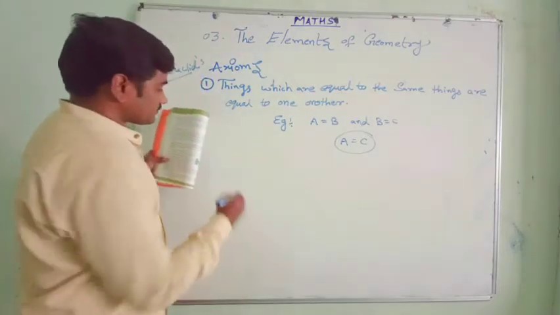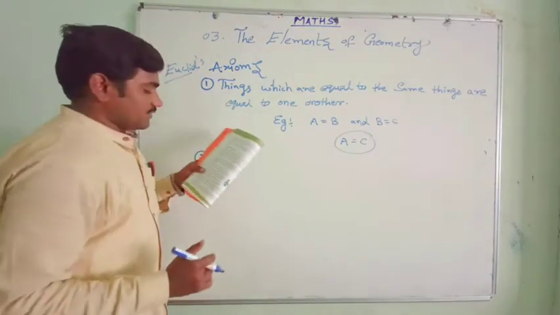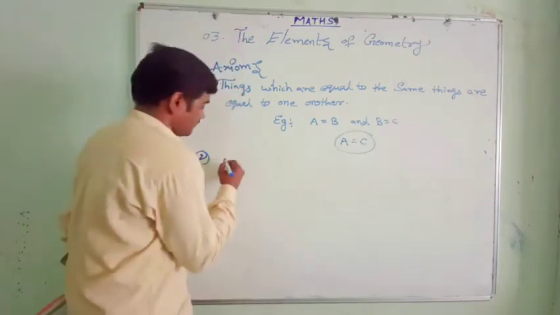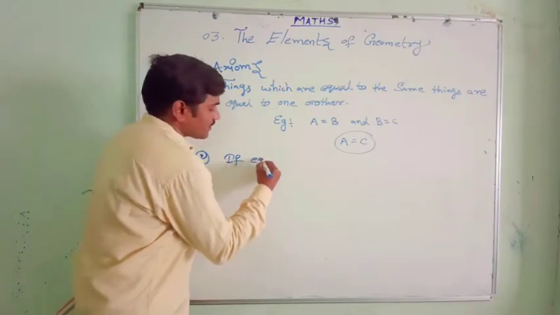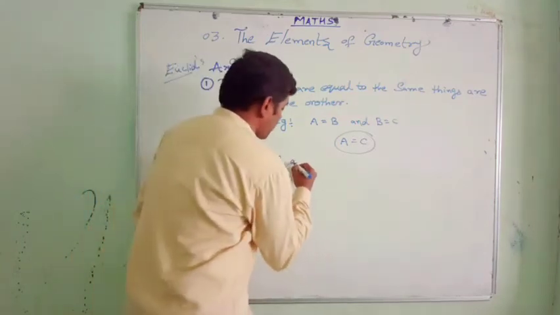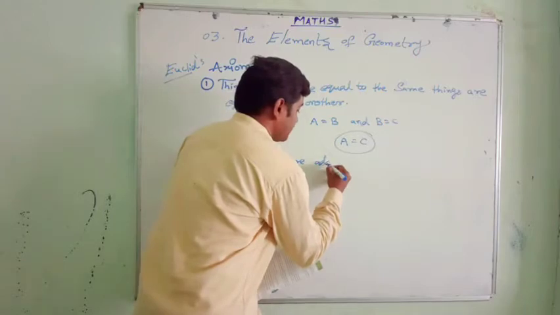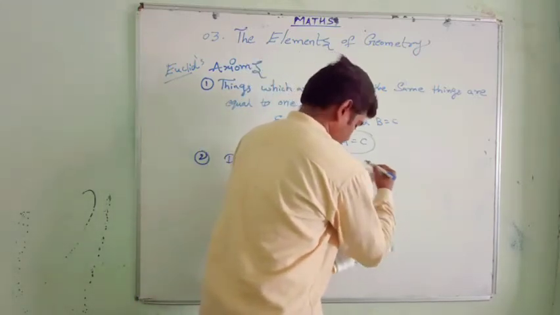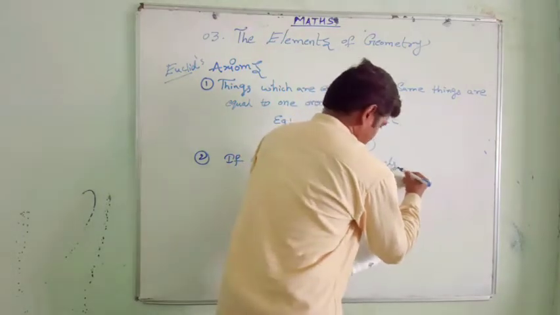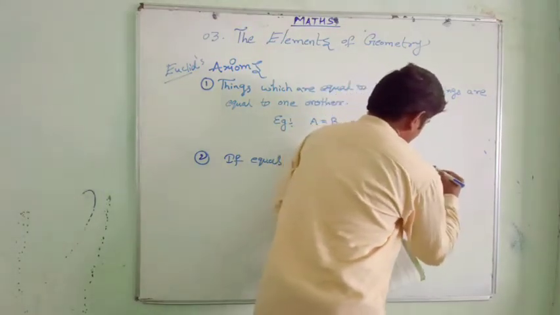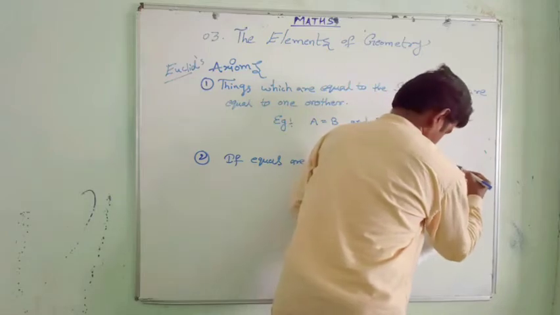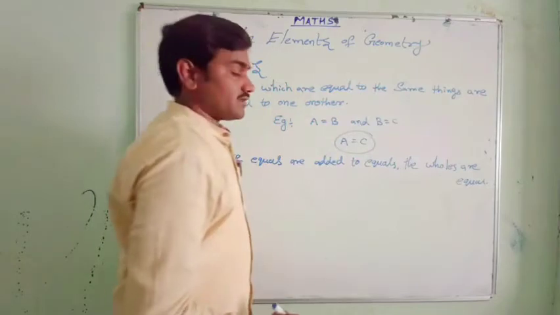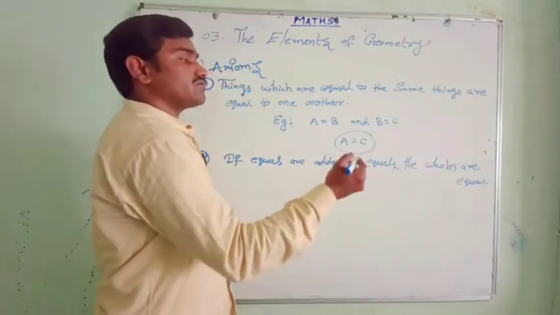So the next: let's see that if equals are added to equals, the wholes are equal. Suppose equals are added to equals, the wholes are equal.